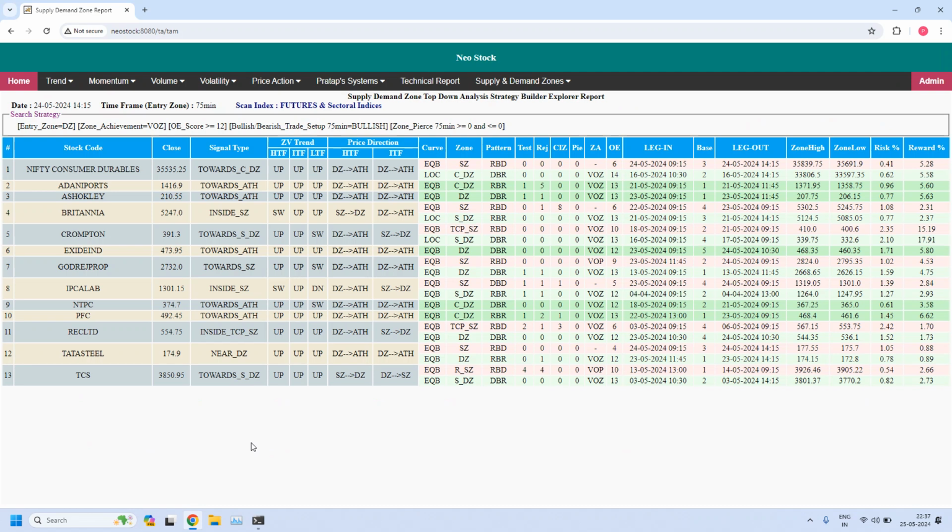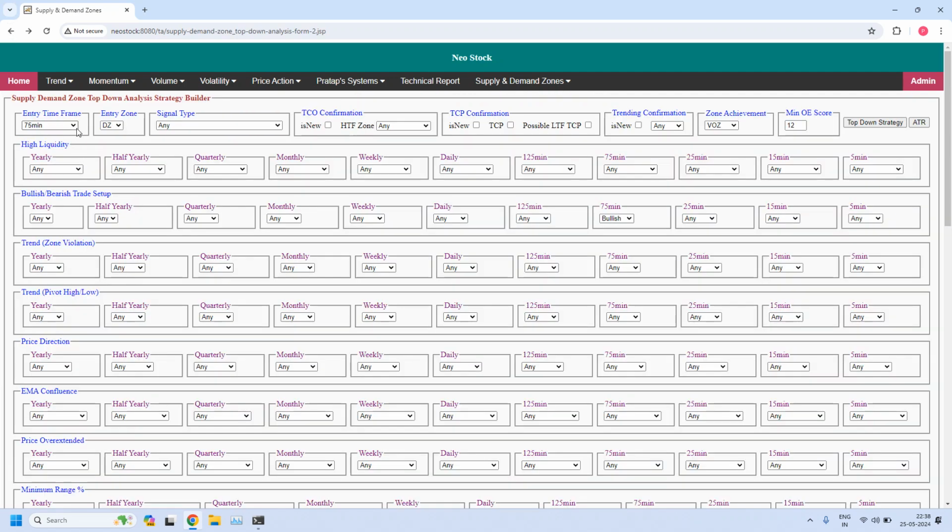Now let's generate a bearish trade setup for weekly income trade. So I am going back. For the bearish trade setup of weekly income trade, the entry time frame is 75 minutes, but the entry zone should be changed to supply zone. And also in the bullish or bearish trade setup, in the 75 minutes time frame, I am changing the value to bearish. Now all the three filters, this time the filters are applied to the 75 minutes supply zone because we changed the entry zone. Now let us filter the stocks.